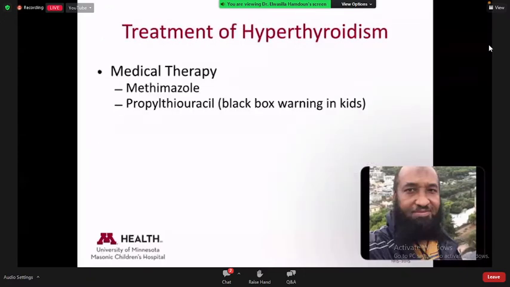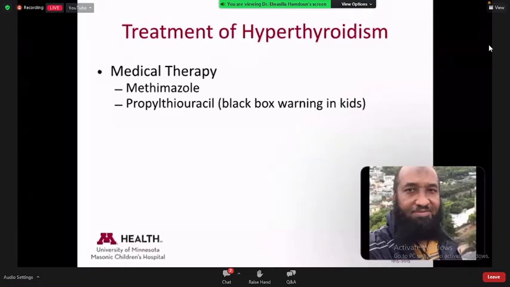Treatment of hyperthyroidism: you give anti-thyroid medication. Both of these medications, methimazole and propylthiouracil, block thyroid hormone synthesis. I want you to remember for the exam that for children there is a black box warning, at least as far as I know in the US, I'm not sure outside. It means this medication has a severe side effect, and the severe side effect is liver damage and the need for transplant.